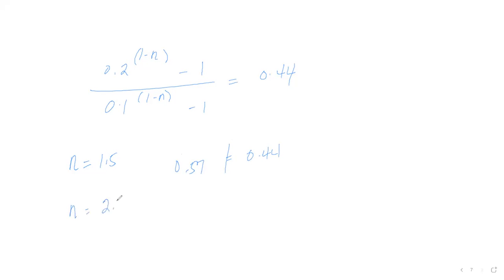So let's say n is 2.0. So you have 0.2 raised to negative 1 minus 1 divided by the quantity 0.1 raised to negative 1 minus 1. So your answer is 0.44 this time, telling you that the order of the reaction is second order.